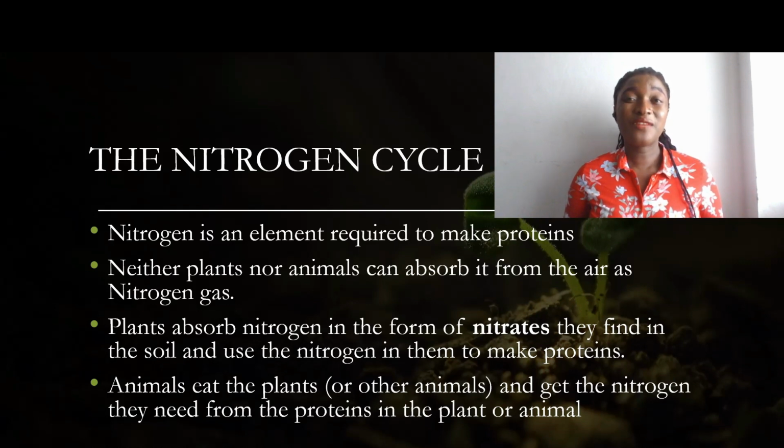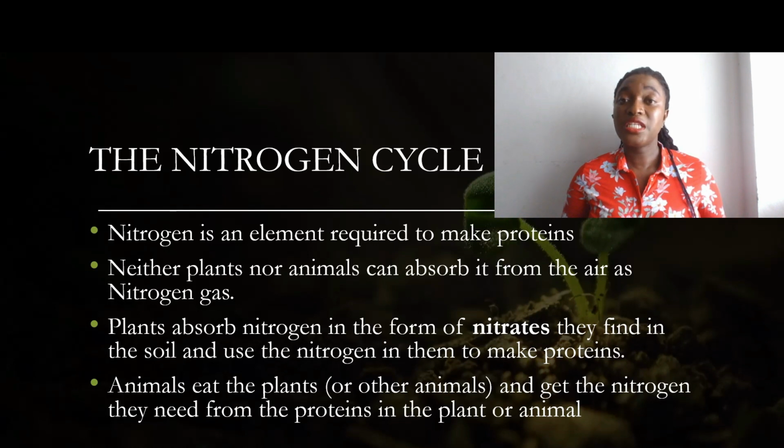We animals have the advantage of taking in plants. So when we feed on plants, we get the nitrogen that we need. The plant will also get it from other sources we'll be discussing shortly. Now, plants absorb nitrogen in the form of nitrate. So it means any way by which the nitrogen gas can be converted to nitrate is beneficial for the plant. And they find mostly this in the soil.